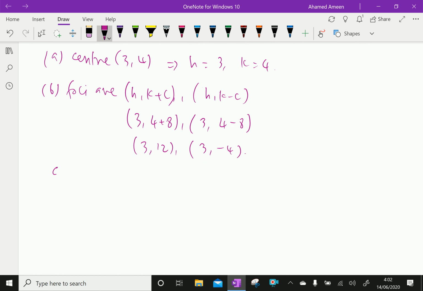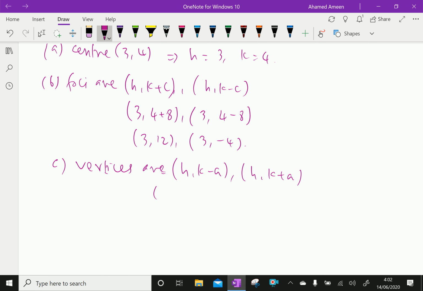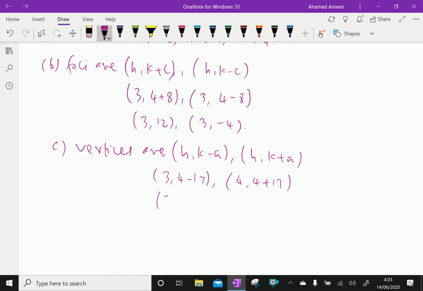And vertices are (h, k minus a) and (h, k plus a), that is h is 3, k is 4 minus 17 and 4 plus 17, which is equal to (3, minus 13) and (3, 21). These are the vertices.